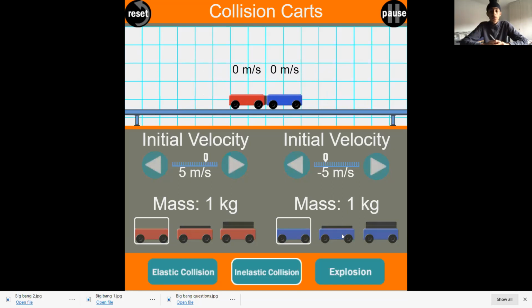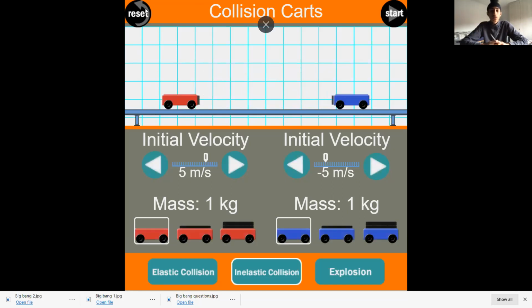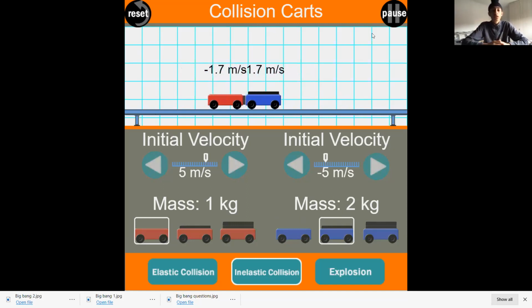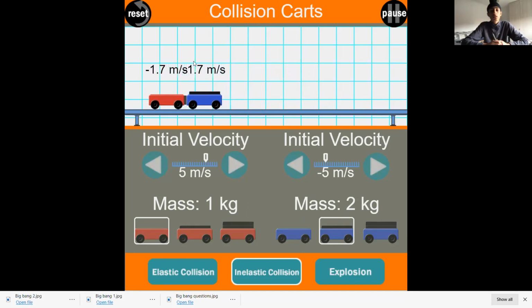What about if I use a slightly heavier mass? Let me reset this. If I use a slightly heavier mass, then the blue one will have a higher momentum, so it's going to maybe push the red one backwards. And there we go. You can see the red one now has -1.7, whereas the one going this side is 1.7. Okay, so we might come back to this demo.